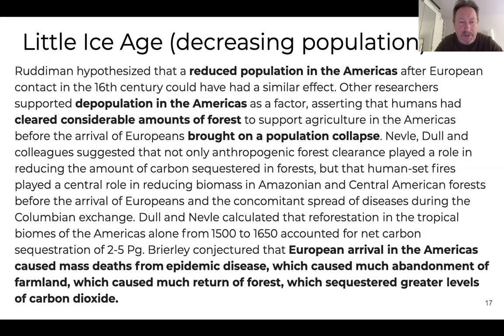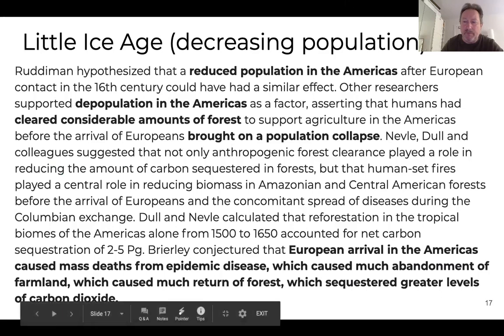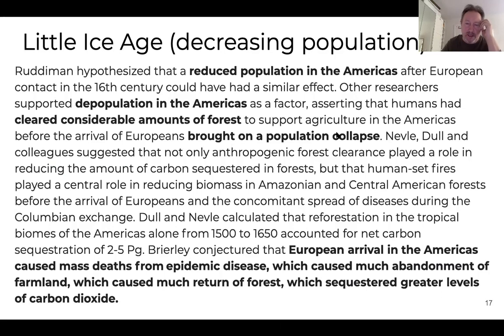Ruddiman hypothesized that a reduced population in the Americas after European contact in the 16th century could have had a similar effect. Other researchers support depopulation in the Americas as a factor, asserting that humans had cleared a considerable amount of forests to support agriculture in the Americas before the arrival of Europeans brought on a population collapse.